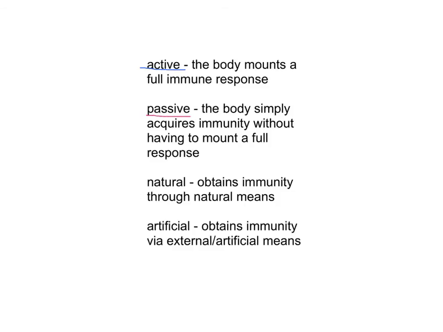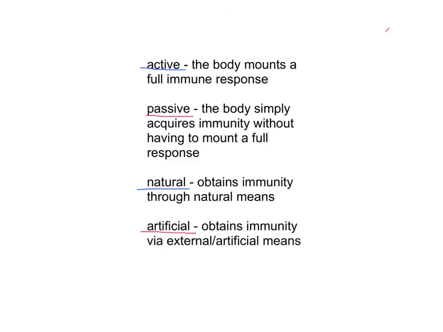Passive is when the body simply acquires immunity without having to activate all of our B cells, our white blood cells that I've been referring to. Then there are two other terms, natural and artificial. Natural is when we obtain immunity through natural means, and artificial, as it says, is when immunity is provided externally. So we've given something externally to somebody to make them immune. So we're just going to think of some examples.